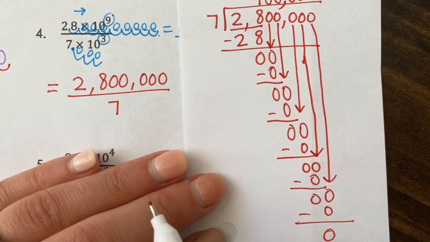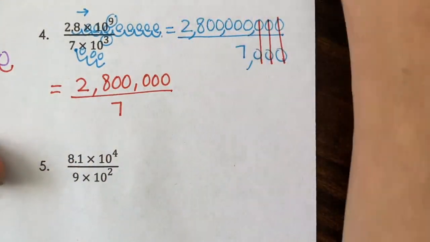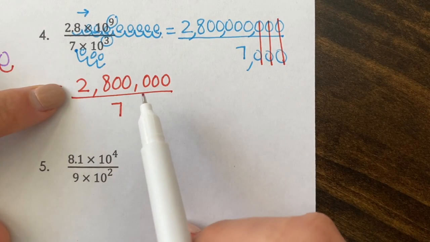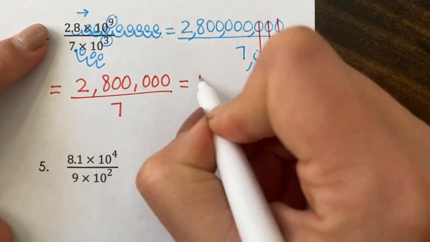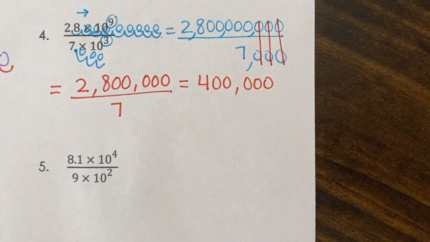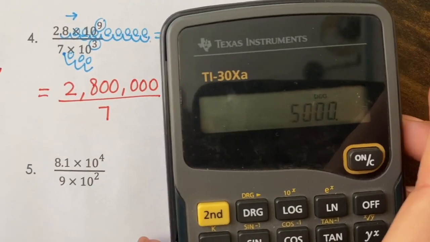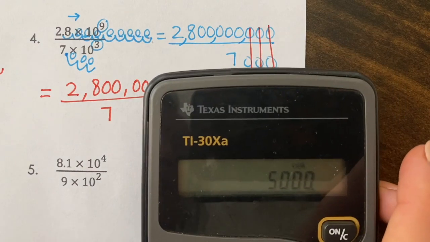Oh, I'm sorry, I didn't realize you couldn't see the whole thing. All right, so 2,800,000 divided by 7 is 400,000. So that's way number 1. Some of your parents are probably going to make you do it that way. I think that's great. The second way is to use your calculator.